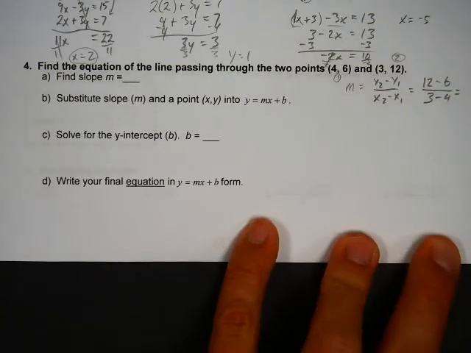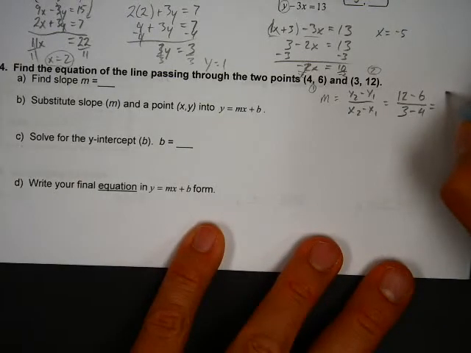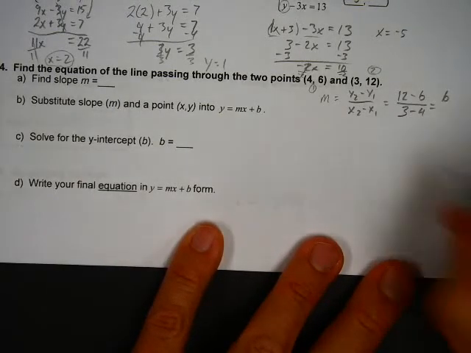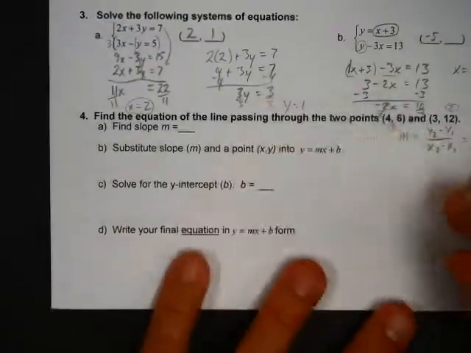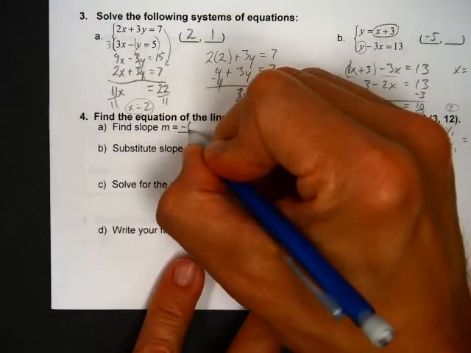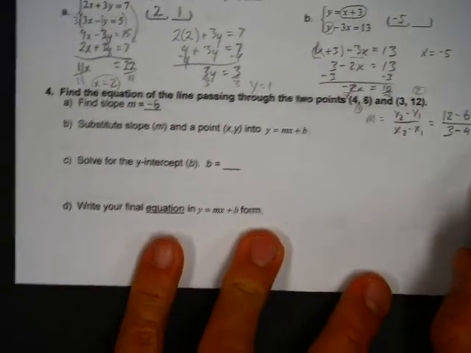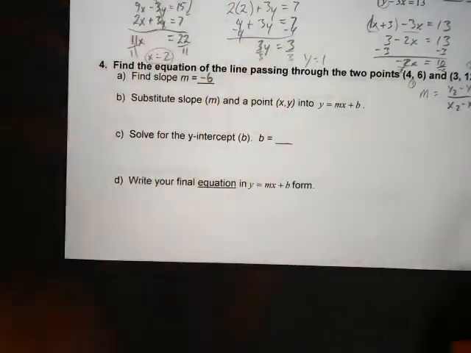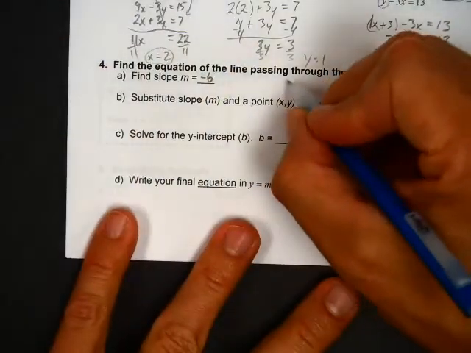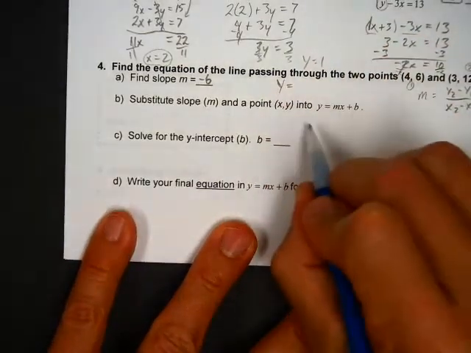Okay? Do the math involved there. 12 minus 6 is 6, and 3 minus 4 is negative 1. So that gives us a slope of, okay, it is a positive 6, but it's a positive 6 over a negative 1, so that simplifies to just a negative 6.